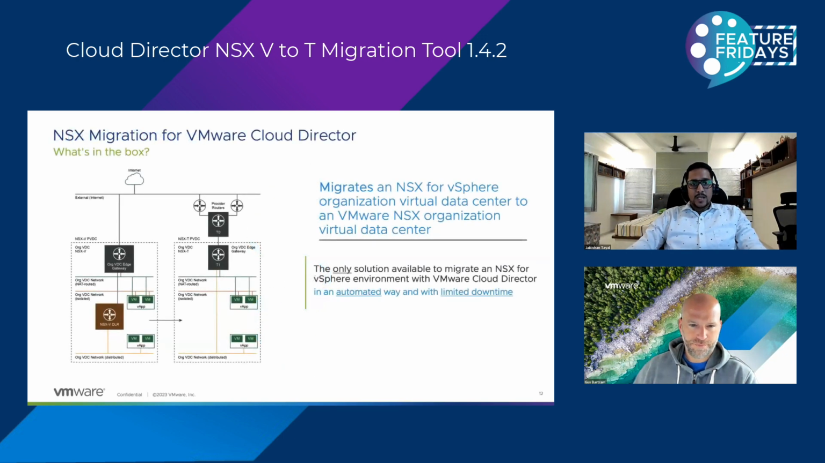Here is a simple design of how the migration would look before and after. If you look at the diagram on the left-hand side, this is your current environment, backed by NSX-V, and it has a couple of vApps. One vApp is talking to your isolated network. The other one is talking to your distributed network, which is routed to your external network and talking to the internet. Now, if you migrate this workload to NSX-T, how would it look?